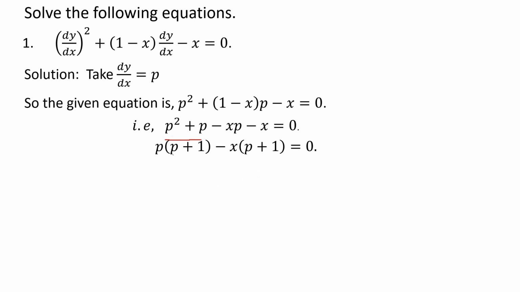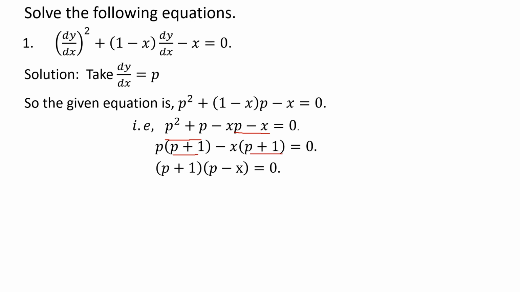Once we have p + 1 common, extract p + 1 from this. So write directly p + 1. Then what is left from the third term is -x, so you write it as minus x. Check whether it satisfies the third and fourth terms: -x into p is -xp, and -x into 1 is -x. So (p + 1) and (p - x) are the factors. We have written (p + 1)(p - x) = 0. So the factorization is over.